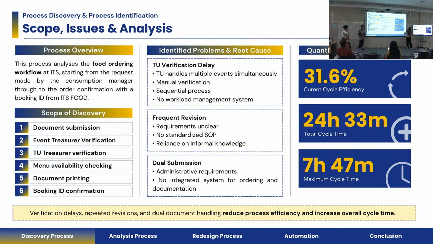And for the quantitative analysis, we found out that the current cycle efficiency is only 31.6%, the total cycle time is 24 hours and 33 minutes, and the maximum cycle time is 7 hours and 47 minutes. Overall, these issues reduce process efficiency and also increase overall cycle time. Next.